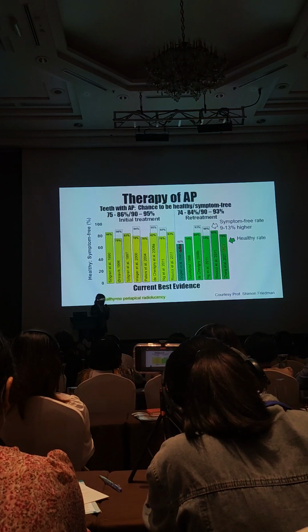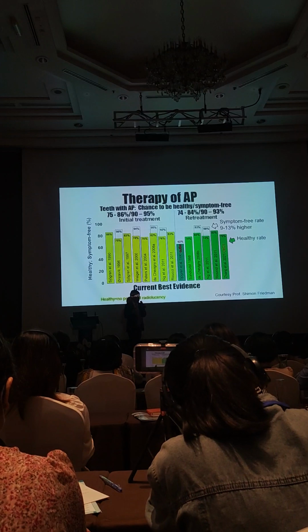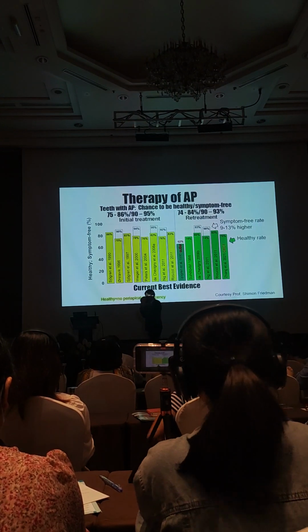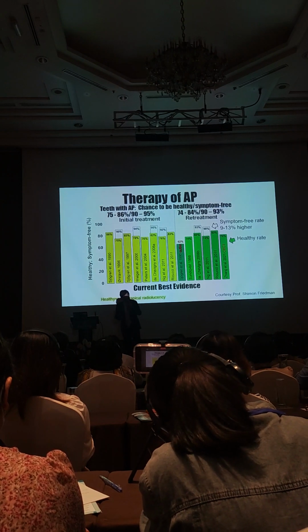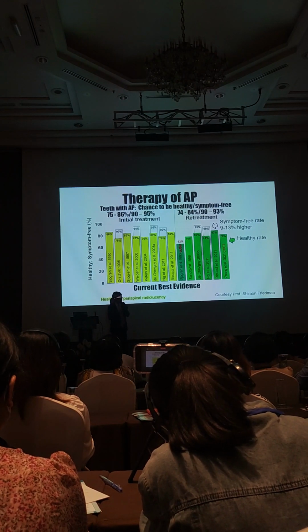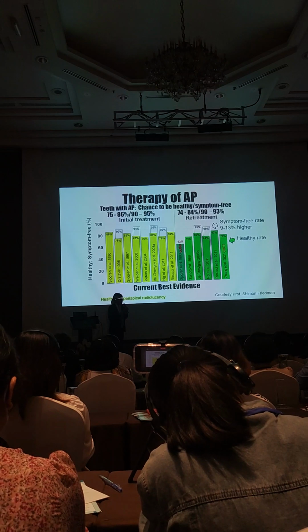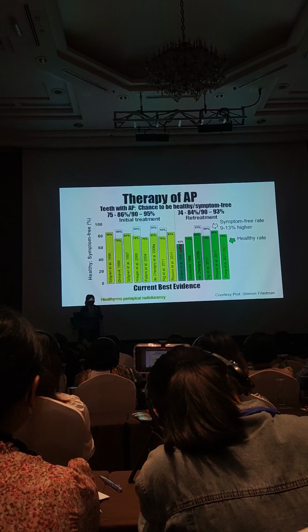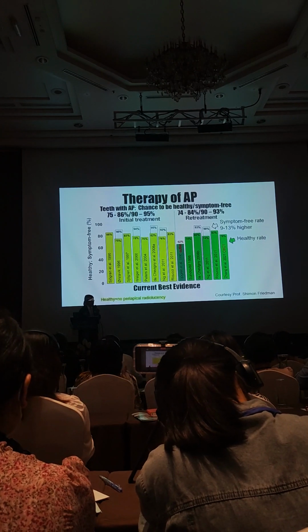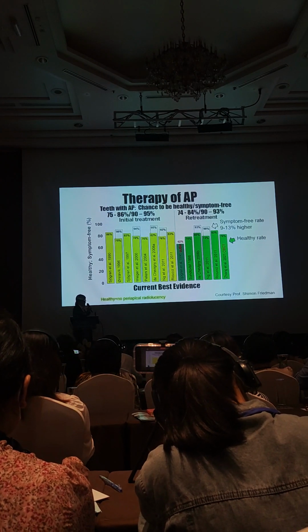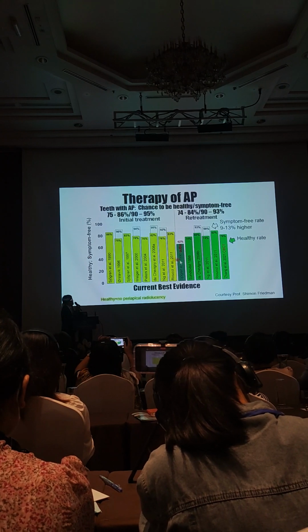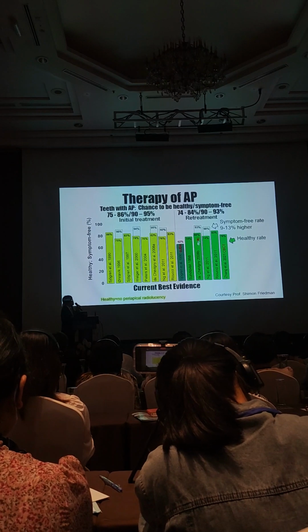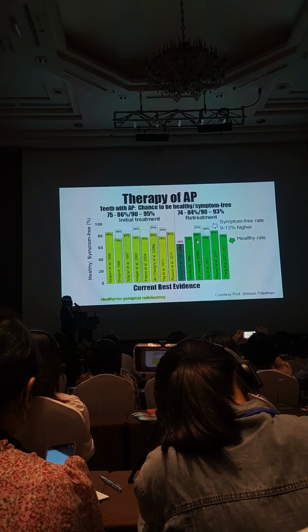So, as I told you, there are two definitions, two standards for success. One is to completely remove the periapical disease. In other words, no periapical lesions. The other standard is to make the tooth asymptomatic. So if you look at the tooth with symptom-free, the success rate is higher than the tooth without periapical lesions.